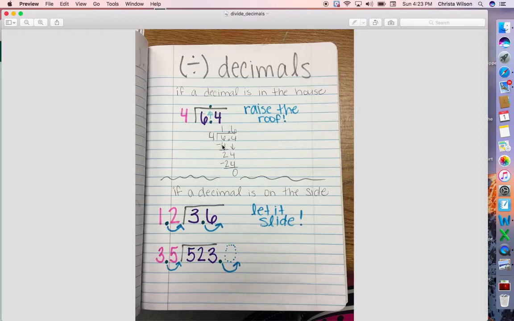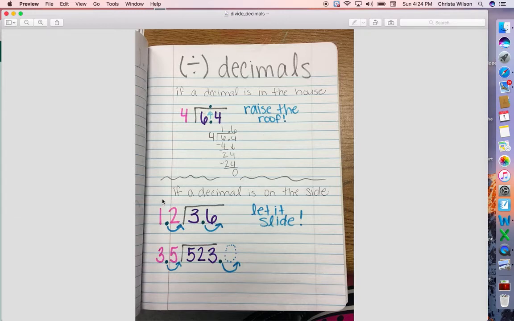How many times will 4 go into 6? And that's 1 time, so 6 minus 4 is 2. Bring down your 4, and 4 will go into 24 6 times with a remainder of 0. And if you notice, that decimal doesn't move. You just work around the decimal. Make sure you're using your top and bottom charts to help you out with division or the rounding method we learned.